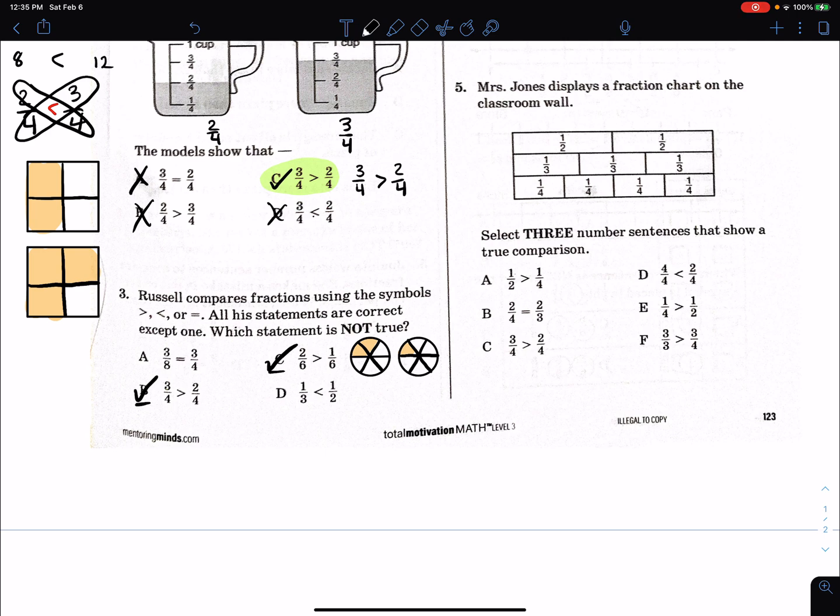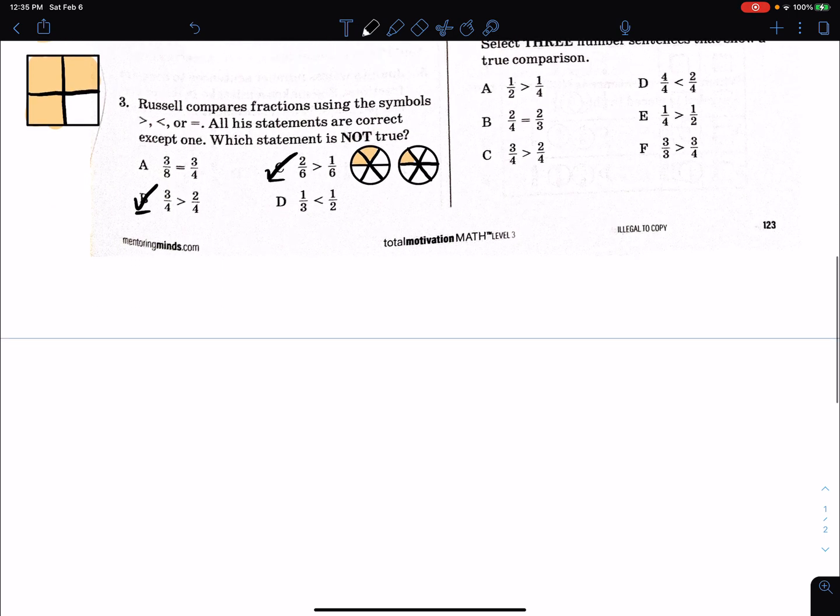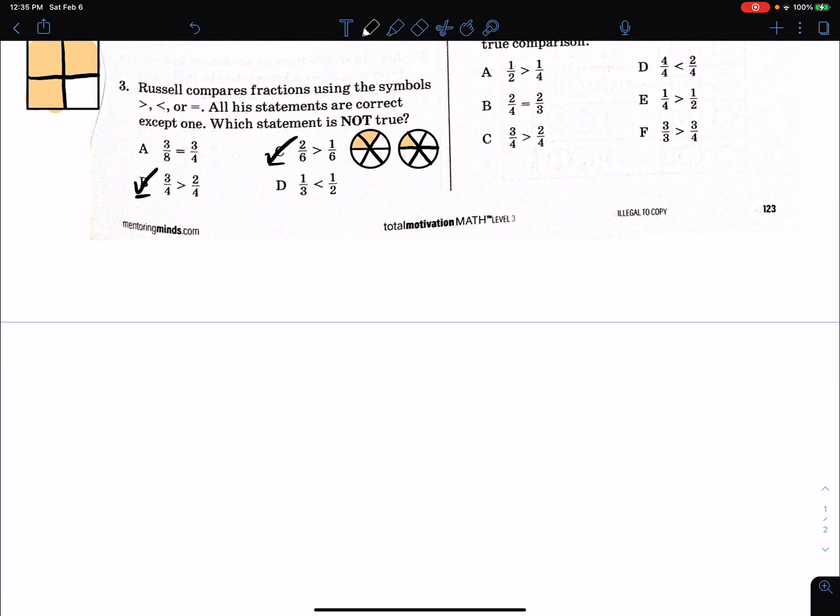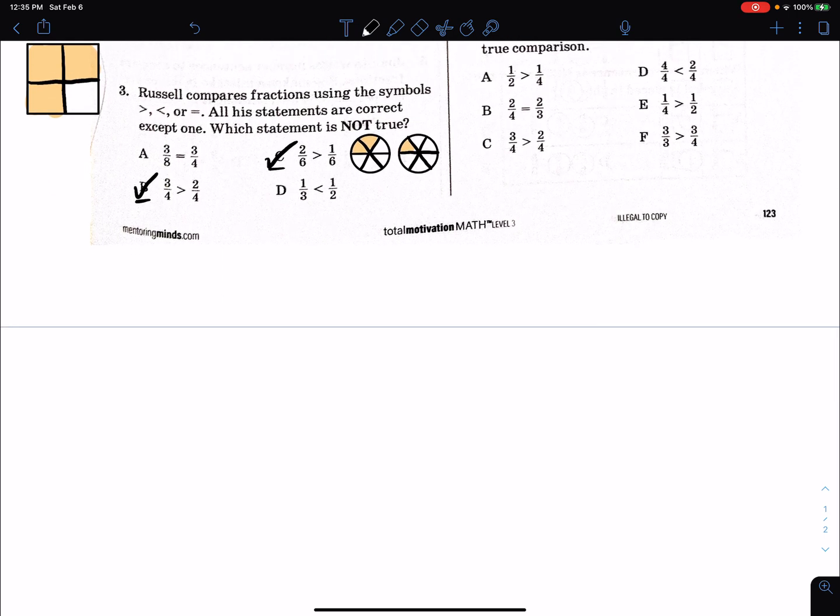So now let's look at letter A. I have different denominators, okay? So I'm going to have to use a strategy to be able to solve letter A. So I'm going to scoot down towards the bottom so I have a little bit more room. So I'm going to take 3/8 and they say it's equivalent to 3/4. So we've got to see if this is correct or not.